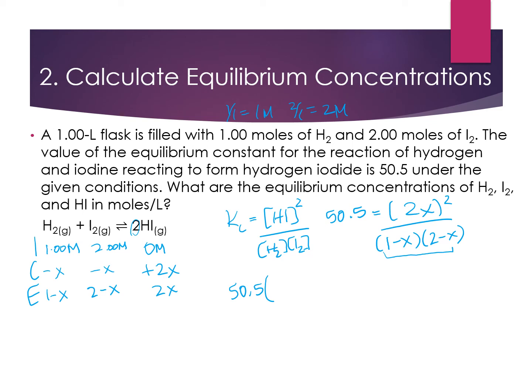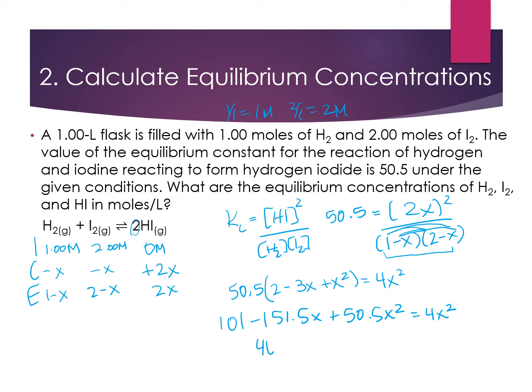FOILed. So 1 times 2, 1 times minus x, 2 times minus x, minus x times minus x. So that is 2 minus 3x plus x squared equals 4x squared. So I get 101 minus 151.5x plus 50.5x squared equals 4x squared. Simplifying that to get it all on one side in quadratic form.